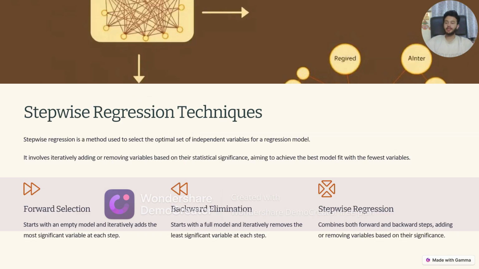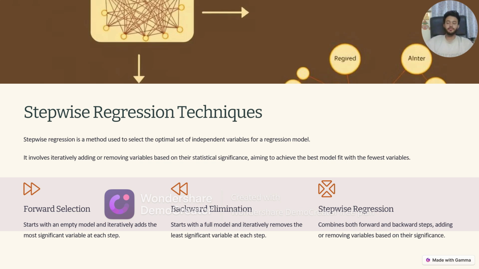Stepwise regression techniques. Stepwise regression is a method used to select the optimal set of independent variables for a regression model. It involves iteratively adding or removing variables based on their statistical significance, aiming to achieve the best model fit with the fewest variables.